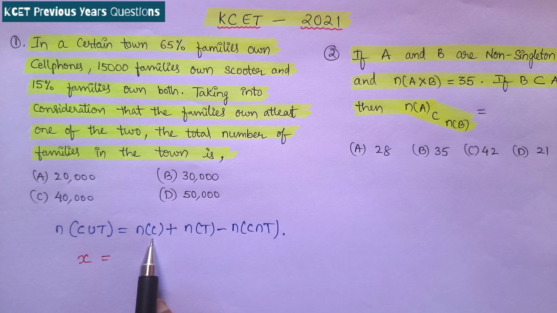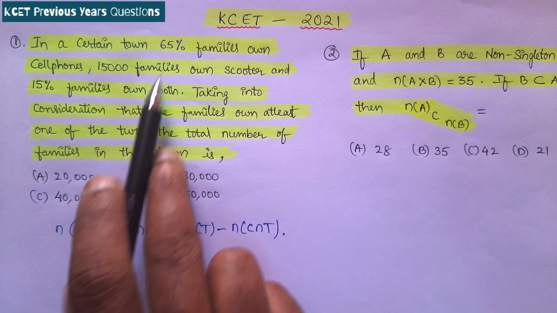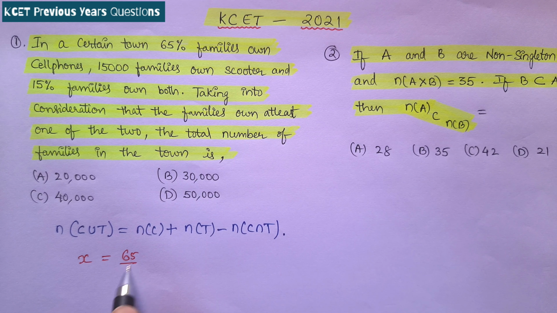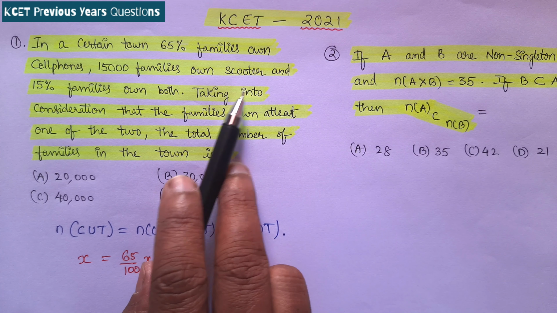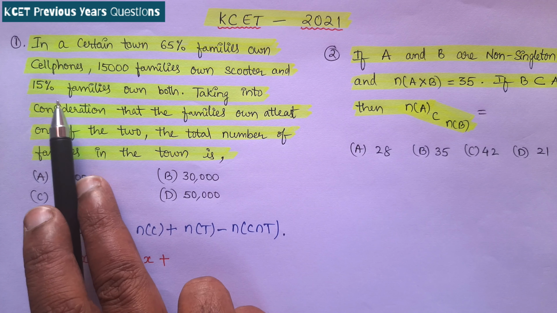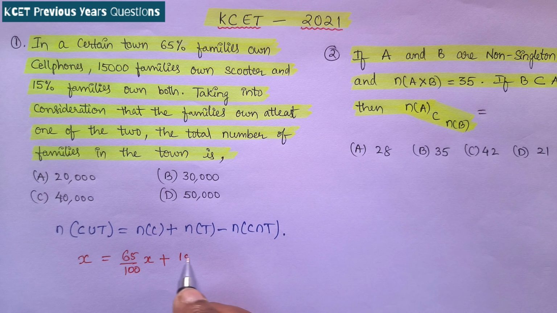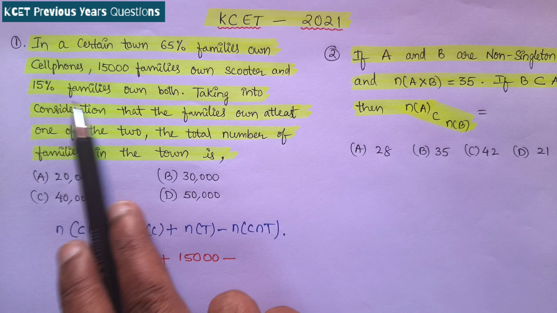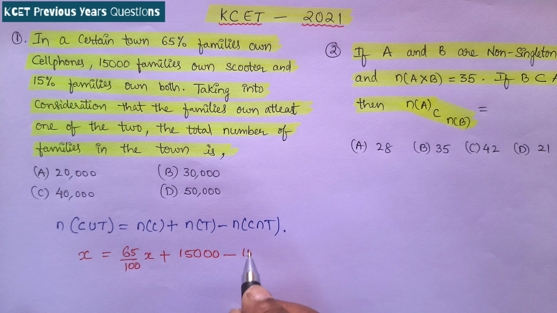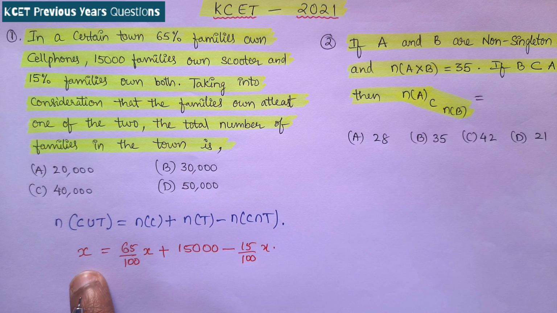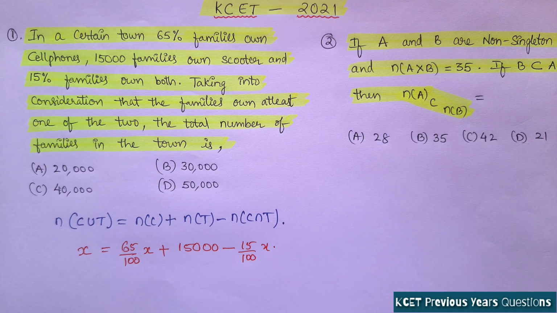Now what is C? C is nothing but cell phones. 65% of families own phones, so 65 by 100 into x. Plus n of T, that is scooter families, they have given 15,000 families. Minus, 15% own both, 15% is 15 by 100 into x. So simple, if you find the value of x, that is nothing but the number of families in the town.